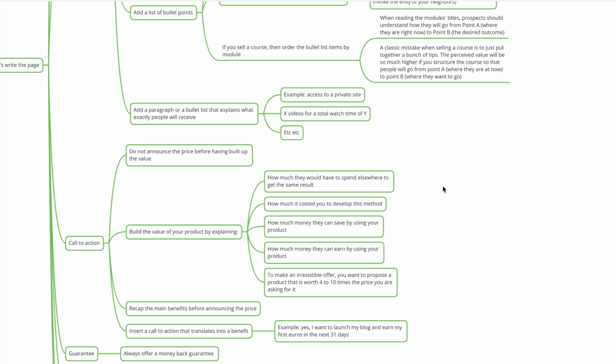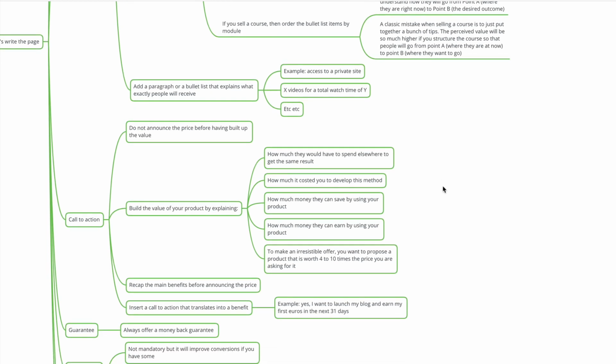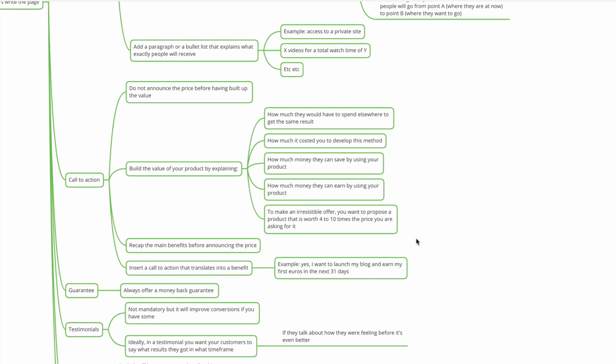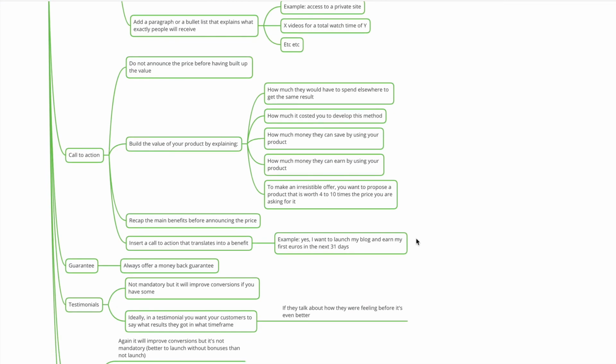Okay, but so to build the value, you can explain how much they would have to spend elsewhere to get the same results, how much it cost you to develop this product, how much money they can save by using your product, or how much time they can save, how much money they can earn by using your product. To make an irresistible offer, you want to propose a product that is worth 4 to 10 times the price you are asking for.